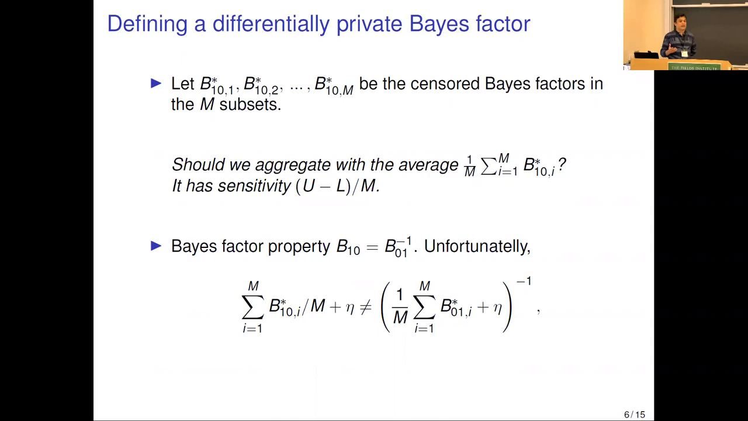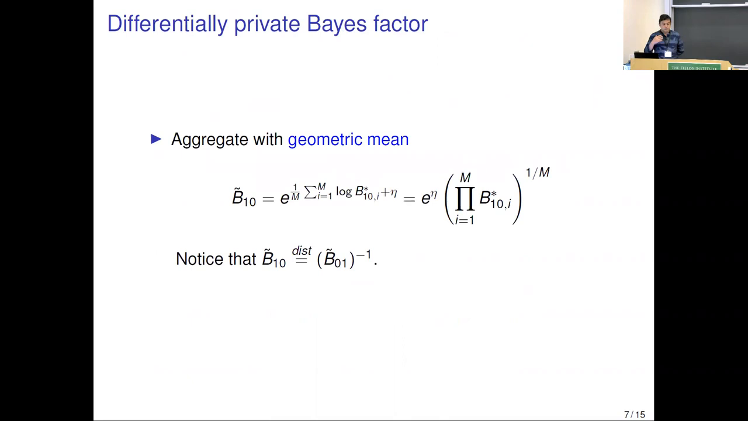For that reason, after thinking a little bit more, we think that a good way to combine Bayes factors is using the geometric mean. The geometric mean here is basically adding noise to the average of the log of the Bayes factors. In this case, we end up with a geometric mean, and the effect of the noise is multiplicative. If we do that, then we can achieve a property similar to the one that we would like to have.